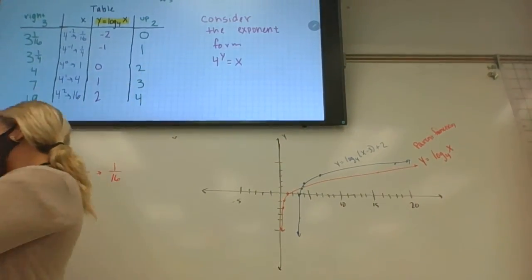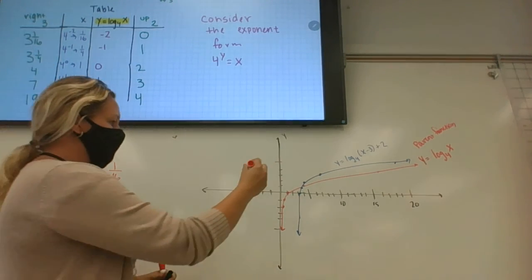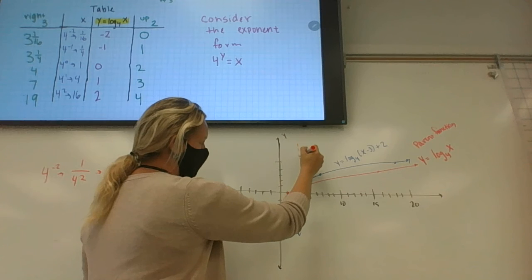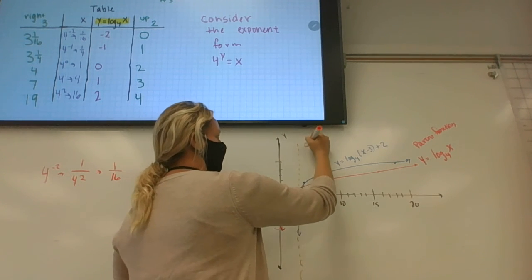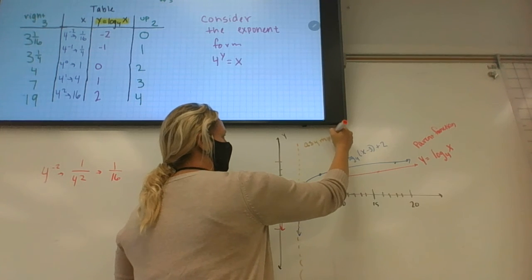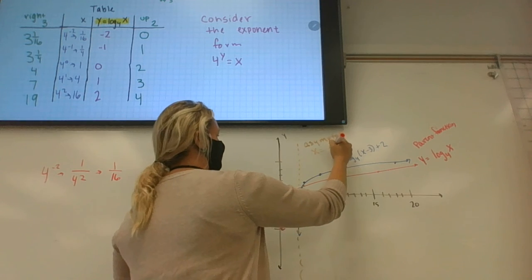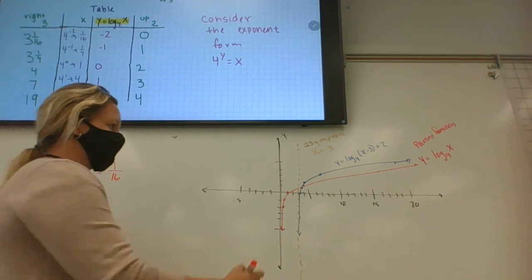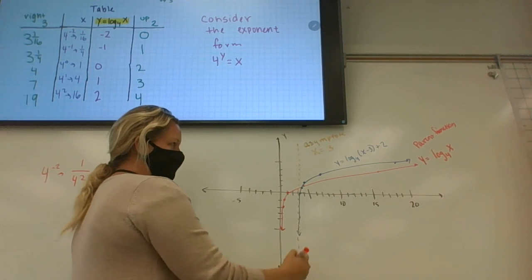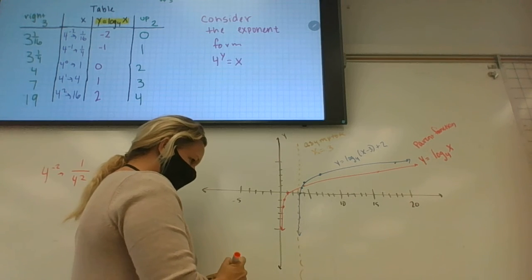I'm going to add something to this graph. It's going to make it a little bit better. The asymptote is at x equals 3. Whereas the parent function's asymptote is at x equals 0, this asymptote is at x equals 3, shifted right 3.